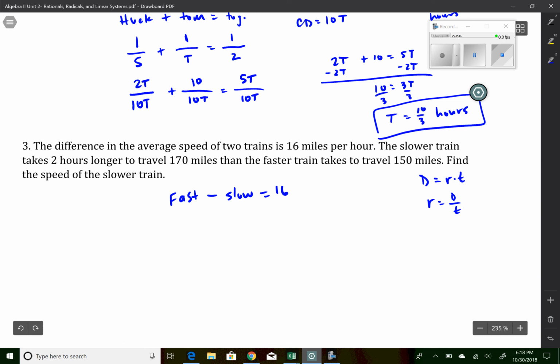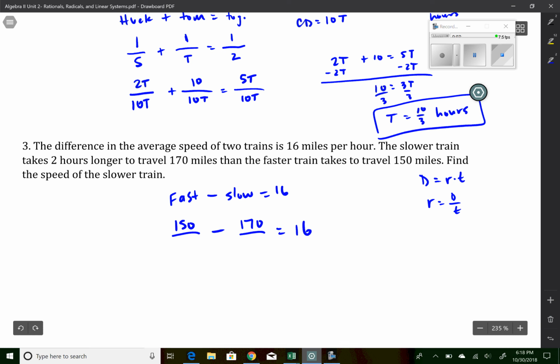So the fast train is going to go, so the second sentence says a slower train takes 2 hours longer to travel 170 than the faster train takes to travel 150. So the fast train travels a distance of 150. The slow train travels a distance of 170. And it's all equal to 16 still.